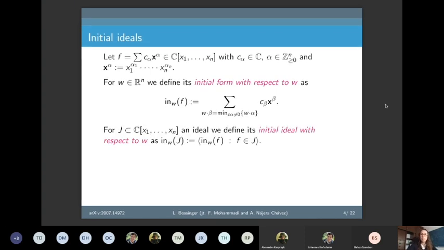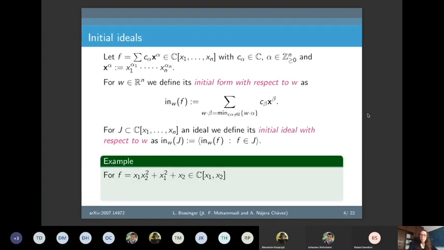Similarly, I can take the initial ideal of an ideal with respect to this weight, and that's just defined as the ideal generated by all the initial forms. So in taking these initial forms, I get rid of some monomials. My polynomials get a bit shorter, a bit easier, more symmetric also, and that's the basic concept we will be looking at.